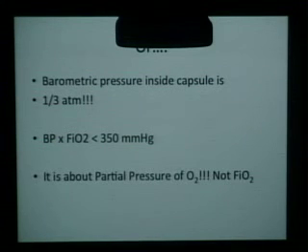And guess what? Oxygen toxicity is a partial pressure dependent phenomenon, not an FiO2 phenomenon. So whatever combination of barometric pressure and FiO2 that you have that gives you a partial pressure of 350 or higher, that's when you get toxicity. Okay? So guess what? You can afford to be up in space like that and not have toxicity.